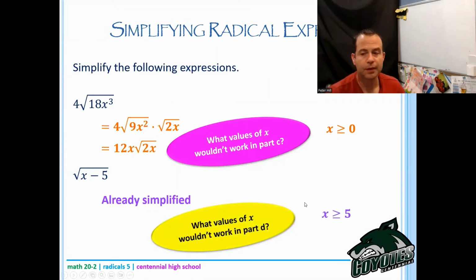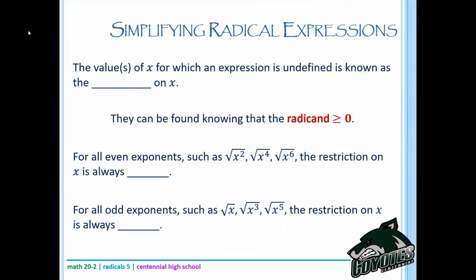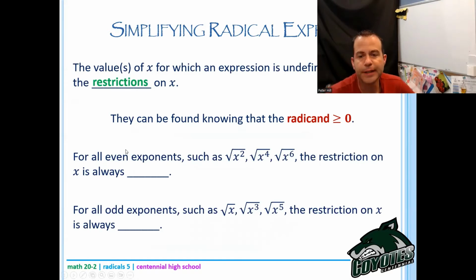Okay, so let's just take stock of what we've talked about so far. I'm just going to hide myself for a sec while you read those words up top. The values of x on which an expression is undefined are known as the restrictions on x. They can be found knowing that the radicand, the thing underneath the square root, has to be greater than or equal to 0. For even exponents, such as the root of x squared, the root of x to the 4, the root of x to the 6, the restriction on x is always x is a member of the reals. X can actually be anything. But for odd exponents, x has to be greater than or equal to 0.